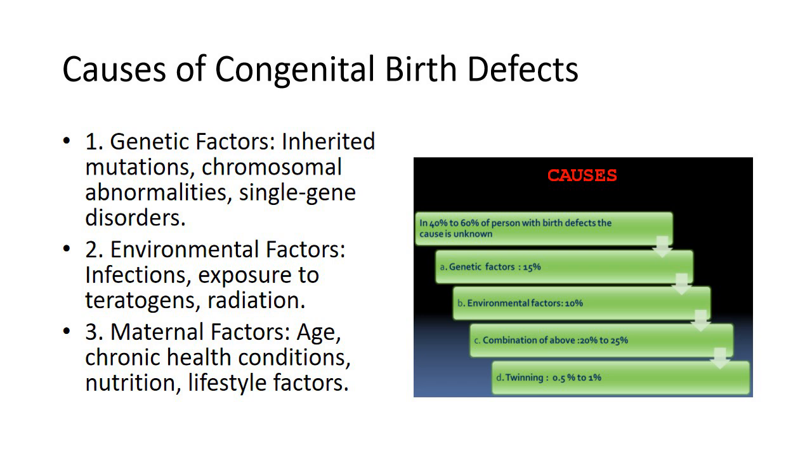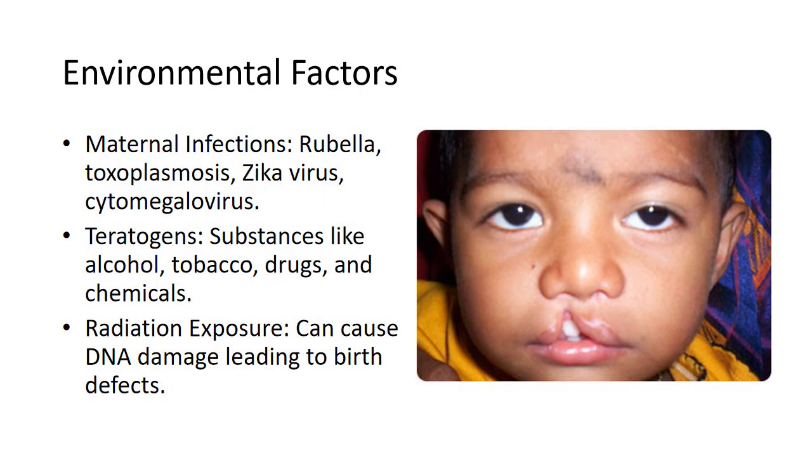Environmental factors. Environmental factors refer to external conditions or exposures that may increase the risk of congenital birth defects. These include maternal infections. Rubella, German measles: infection during early pregnancy can lead to birth defects like heart defects, deafness, and cataracts. Toxoplasmosis: an infection caused by a parasite that can lead to brain damage and vision problems in the baby if contracted during pregnancy.